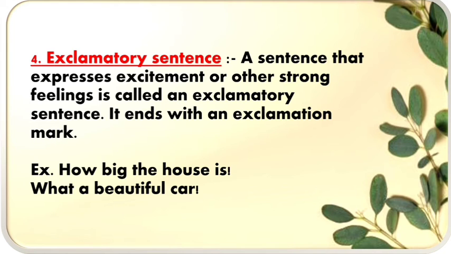When you see a very big house, you can say like this, how big the house is. And when you see an amazing car or a beautiful car, you can say like this, what a beautiful car, what a shot, what a house. All right. So these are the examples of exclamatory sentence.